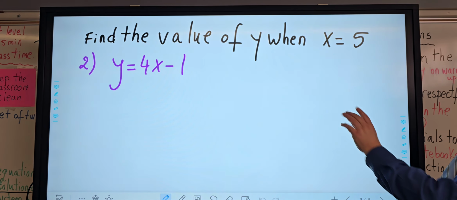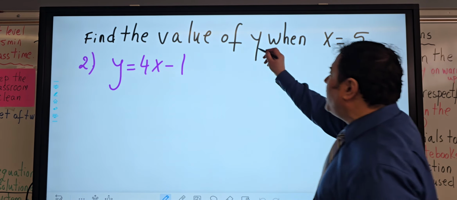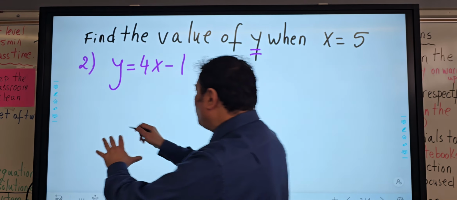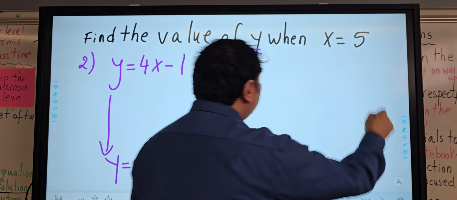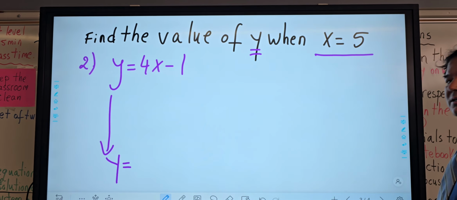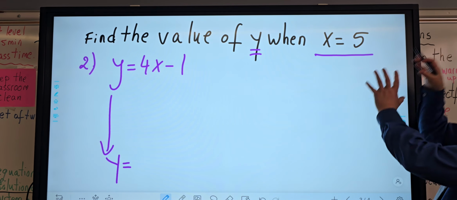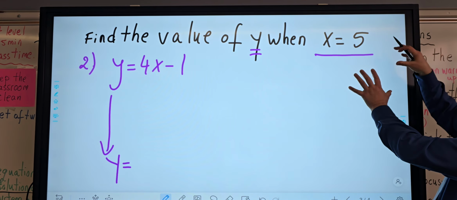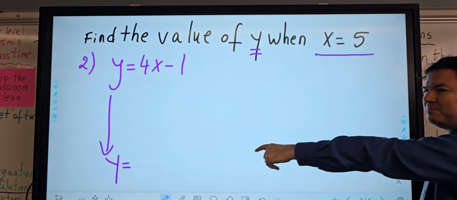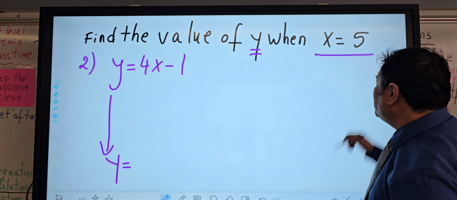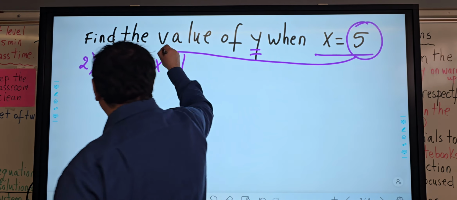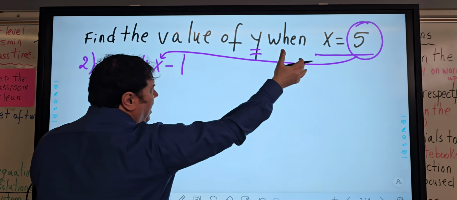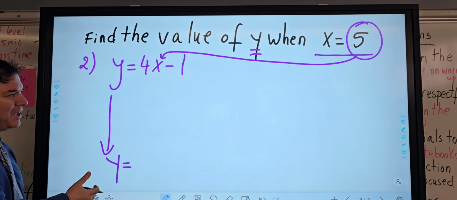Let's continue with another example. Now let's look at this. Find the value of y. So remember, we need to find the y when x equals 5, right? So remember, the input is x, right? And the output is y. Just like the vending machines, right? So we are going to replace 5 into the x. Replace x with 5, so then we can find the y, right?